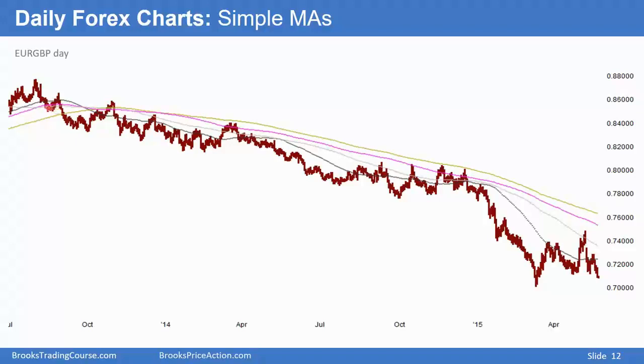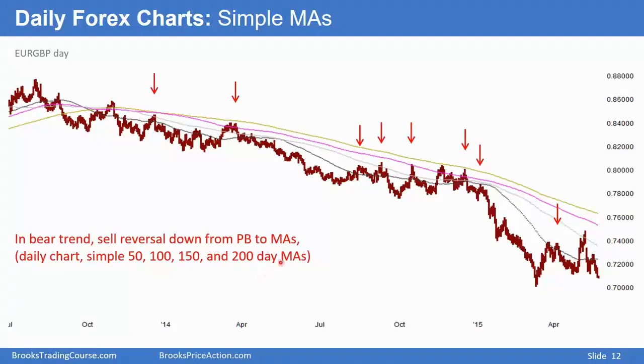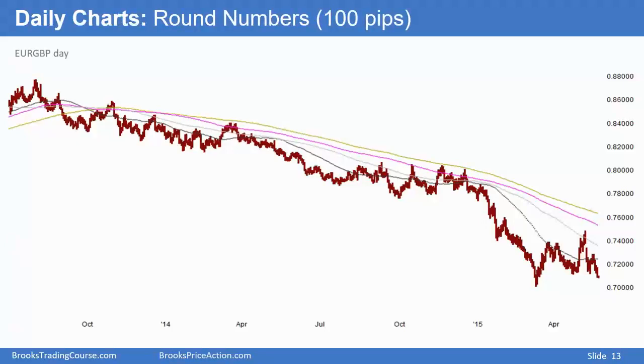A bear trend, the euro versus the British pound. And here are a series of simple moving averages: 50-day, 100-day, 150-day, and 200-day. Anytime the market gets near a line, if it starts to reverse down, traders will look to sell the reversal down. Simple moving averages provide support and resistance.